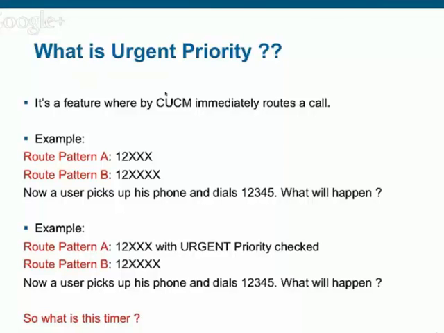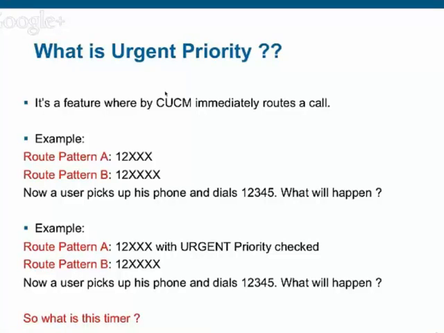We would expect CUCM to be intelligent enough to understand that it's urgent, and send the call right away. But actually, that does not happen, because CUCM still knows that probably the number you wish to dial is 1, 2, 3, 4, 5, 6. So that's going to match route pattern B.